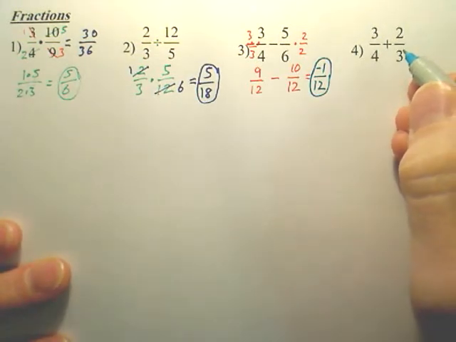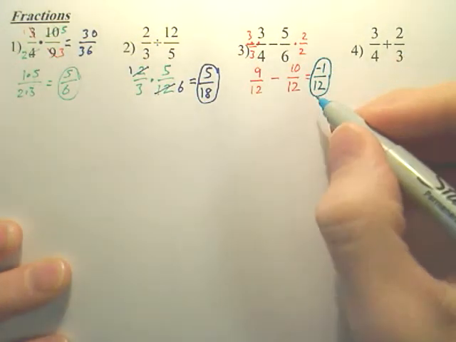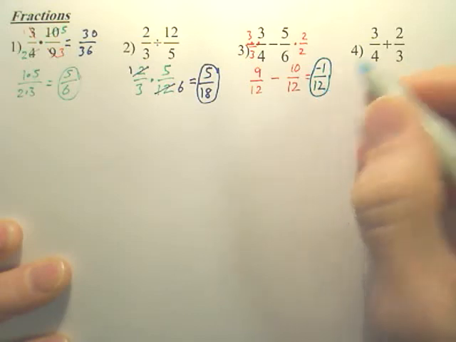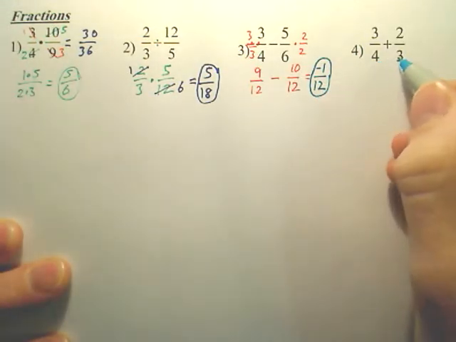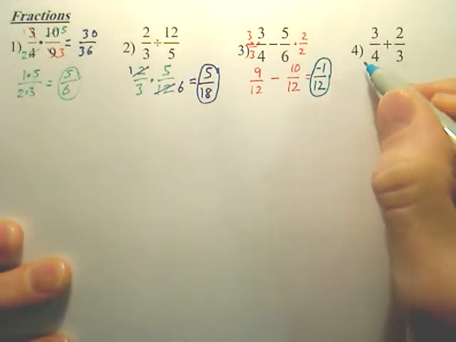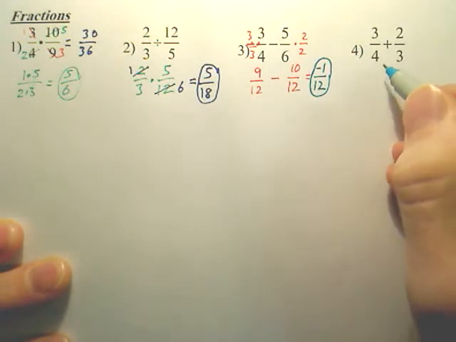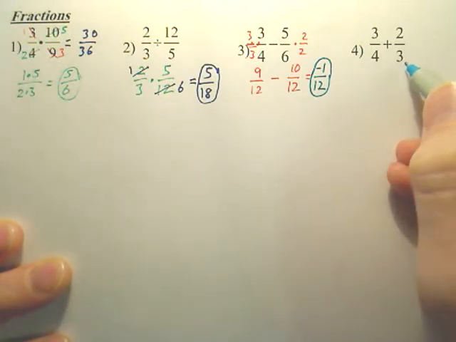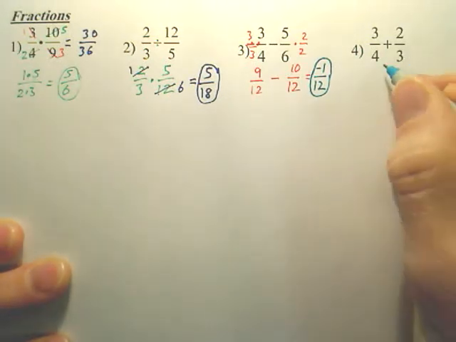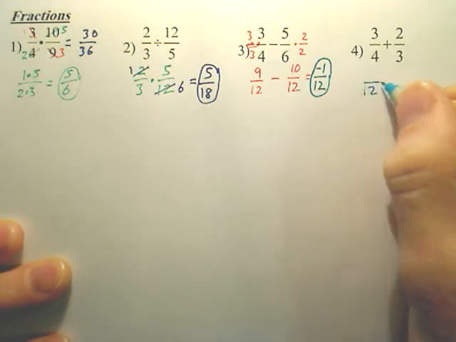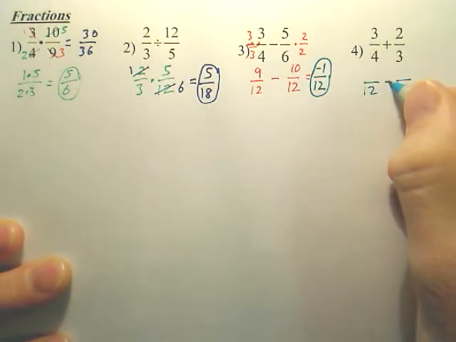Okay. Now, that would be my answer. I'm done. Cannot reduce. This one, I want to get a common denominator. Do 4 and 3 have anything in common? No. What's 4 times 3? 12. Is there a smaller number that 4 and 3 go into than 12? No. So, this one's just going to be 12 and 12.